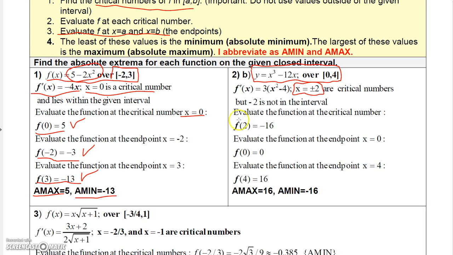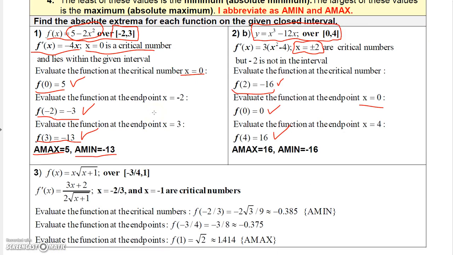So let's check +2. f of 2 would be 8 minus 24, that's -16. And then the endpoints: what's f of 0? f of 0 would give me 0, and f of 4 would give me 4 cubed is 64, 12 times 4 is 48, 64 minus 48 is 16. So here are the three numbers: -16, 0, and 16. Which one's the largest? 16. So the absolute max is 16. Which is the smallest? -16. So the absolute minimum is -16.